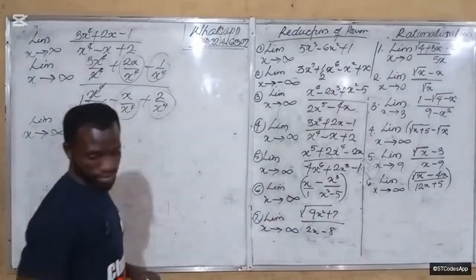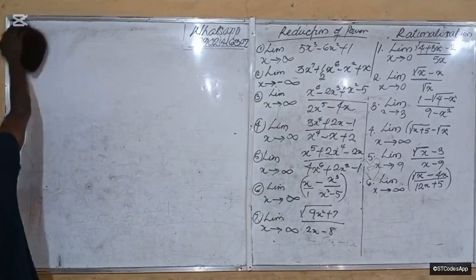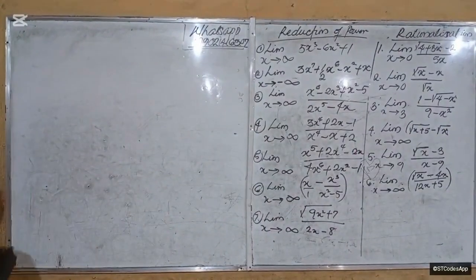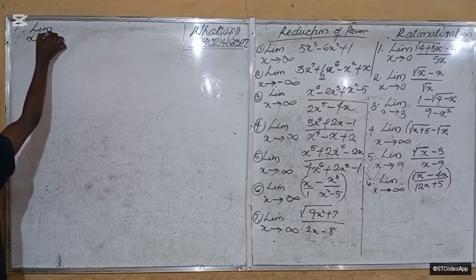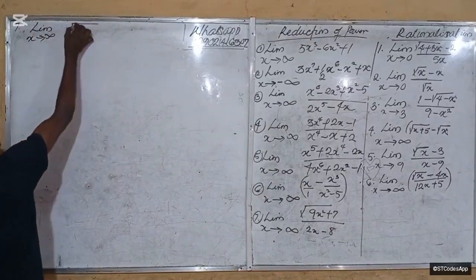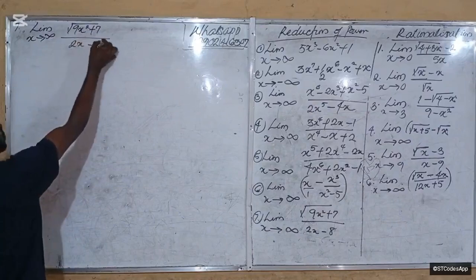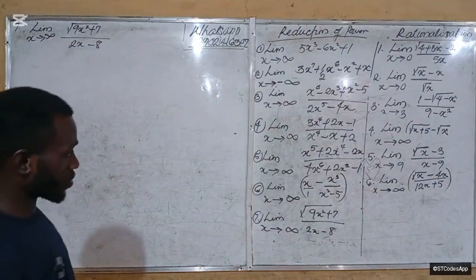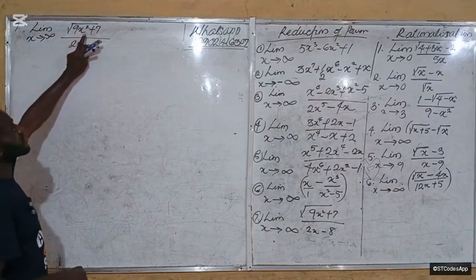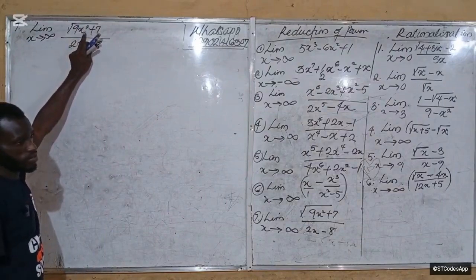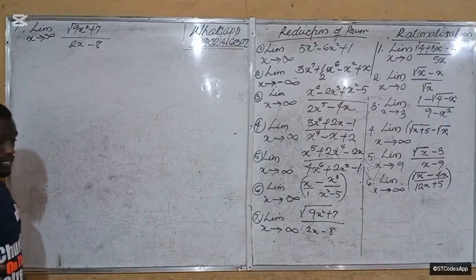So for number 7, it says the limit as x approaches infinity of the square root of 9x squared plus 7 over 2x minus 8. Now, at first sight of this question, I was thinking we'll use rationalization. But you cannot use rationalization on this term, and it's not rationalization I will use.